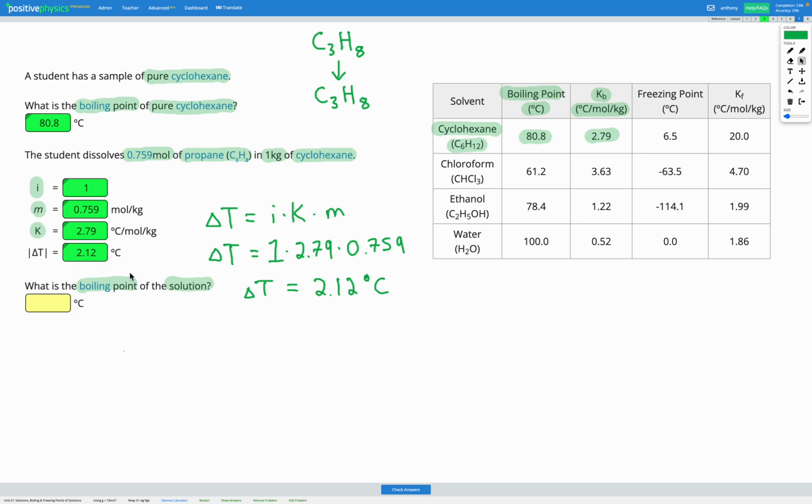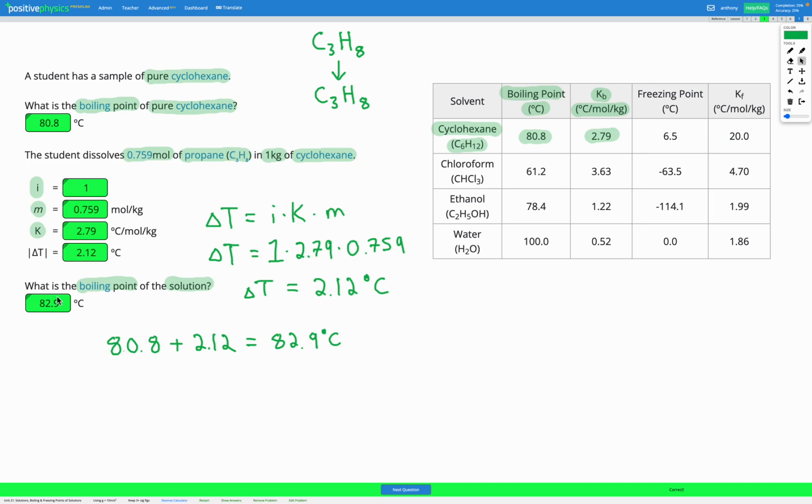So finally, we're asked, what is the boiling point of the solution? Well, our initial boiling point was 80.8 degrees C. That's for pure cyclohexane. Then we added the propane, and that causes the boiling point to elevate or increase, since Kb is the boiling point elevation constant. So we're going to add our temperature change, which was 2.12, and calculate that to get our final boiling point for this solution, which is 82.9 degrees C. So we can fill that in here.